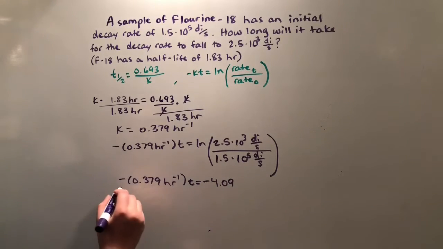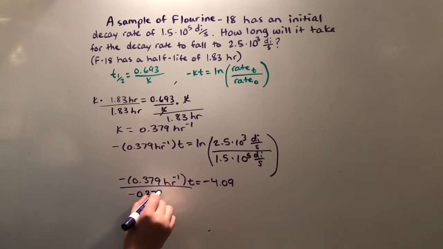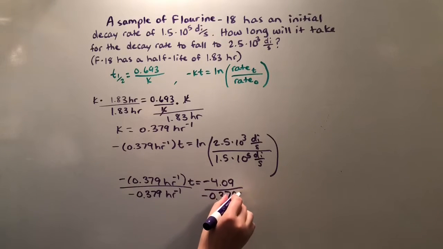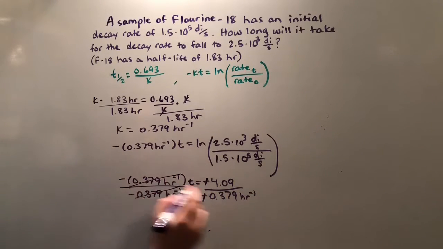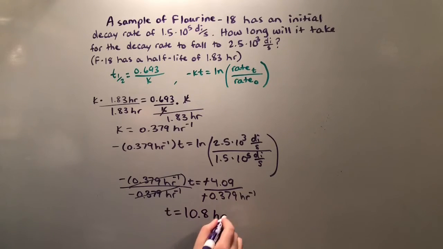So to find t, we're going to need to divide by negative 0.379 hours to the negative 1 on both sides. The negatives will cancel, and hours will be left on top. So plugging this into the calculator, you're going to get your time as 10.8 hours.